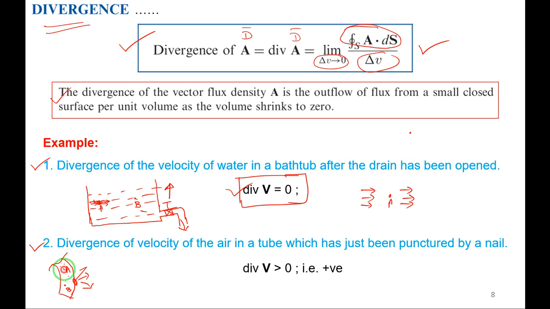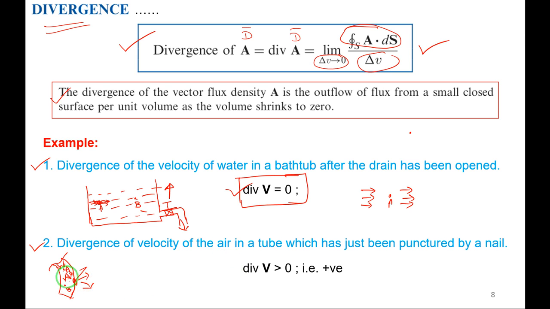So point A is here. At this end, which is near the hole, the velocity of the air towards this will be more as compared to the velocity of the air entering point A. Means the velocity of the air entering point A is less than the velocity of the air leaving point A. So what is the divergence at point A? It is positive, because it is near the hole, it is rushing out, right?